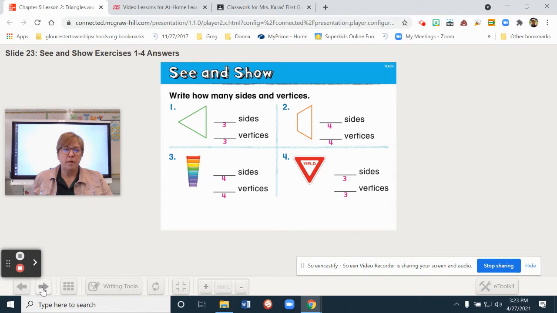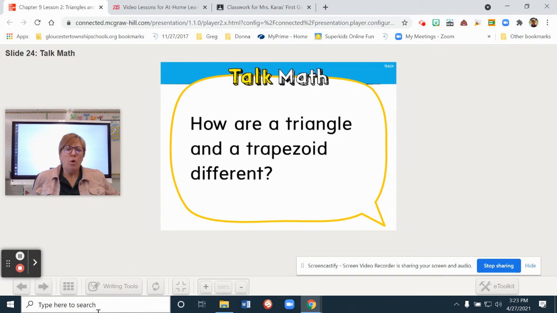Okay. All right. How are a triangle and a trapezoid different? Well, think about it. How many sides does a triangle have? How many vertices? How many sides does a trapezoid have? And how many vertices? That's right. Triangles have 3 sides, 3 vertices, and trapezoids have 4 sides and 4 vertices.